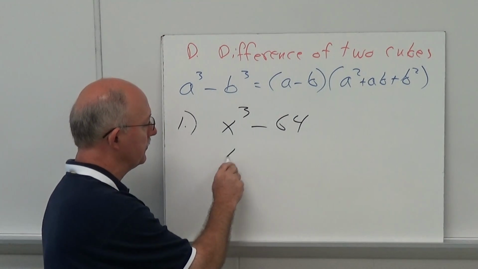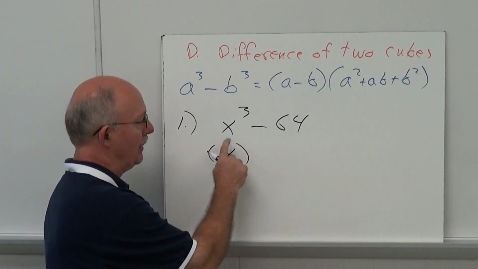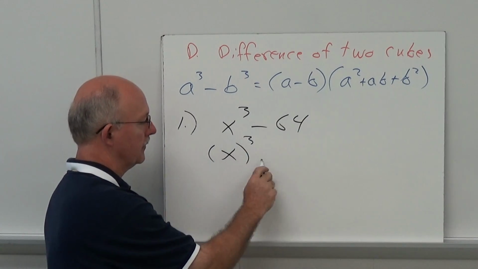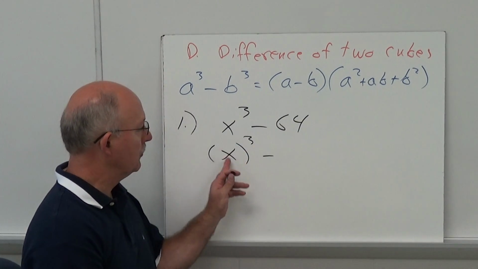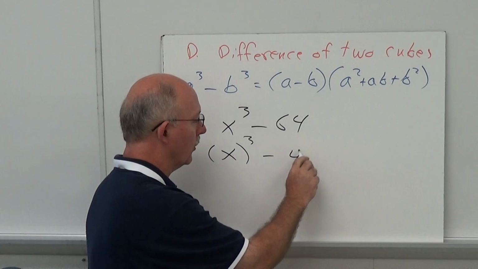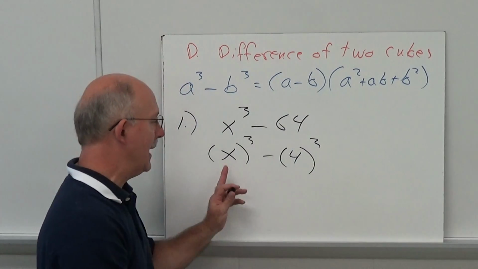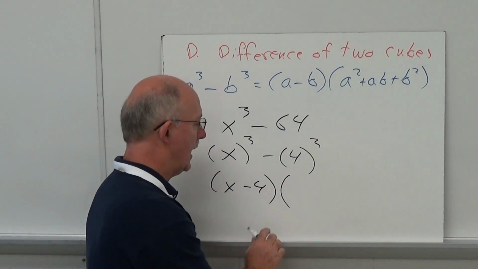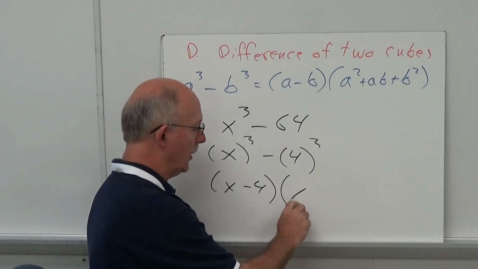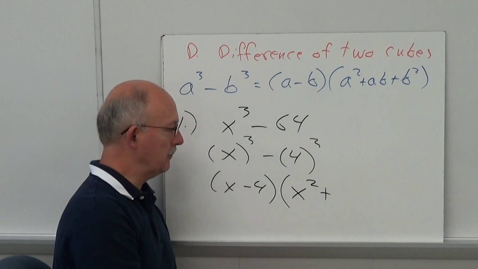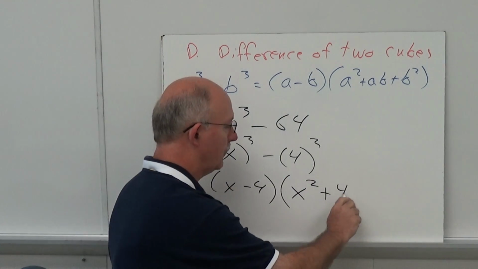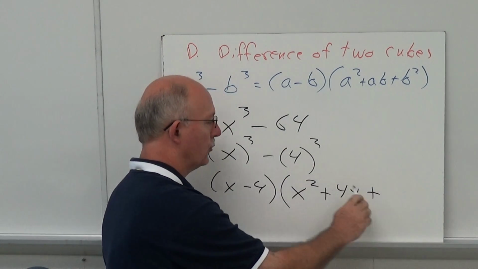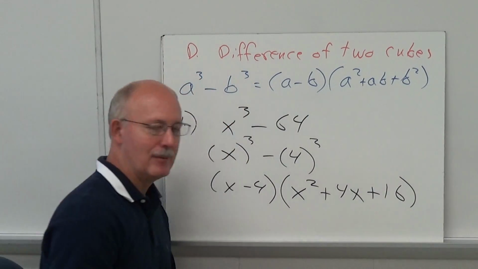Let's try some examples. The first example here, x cubed minus 64. The first base will be x. Now, the cube root of 64 is 4. So our 2 bases are x and 4. So when we go to factor, this will be x minus 4 times. Now, the first base squared will be x squared plus, and this will be addition. 4 times x gives us 4x for the middle term. 4 squared gives us 16, and we've got this one factored.